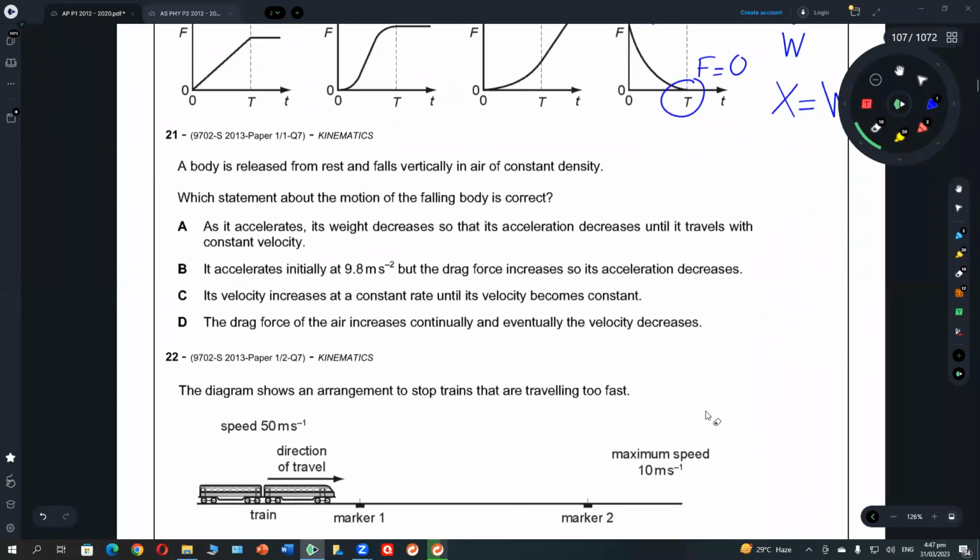A body is released from rest and falls vertically in air of constant density. Initial velocity is 0. Which statement about the motion of the falling body is correct?